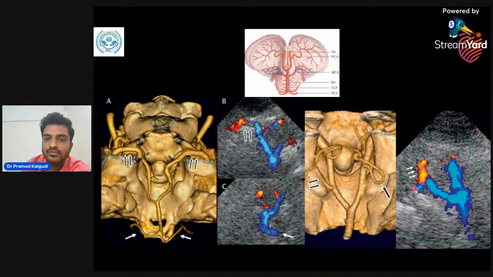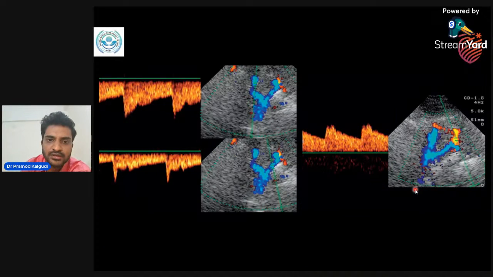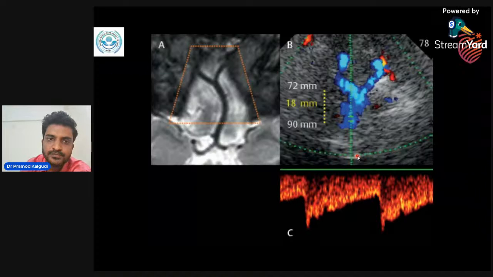Once you know what you're visualizing, you put the pulse wave Doppler to measure the velocities. This is on the left side and this is on the right side. Most of the times, one side would be dominant. That's why you see a variation in the Doppler spectrum with respect to the vertebral arteries. Whereas this is the PICA, which is flowing towards the probe. So you have a positive spectrum.